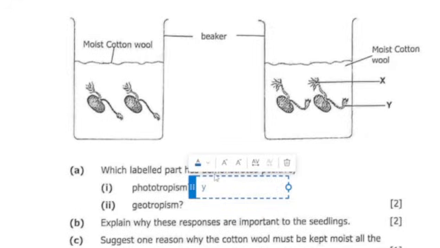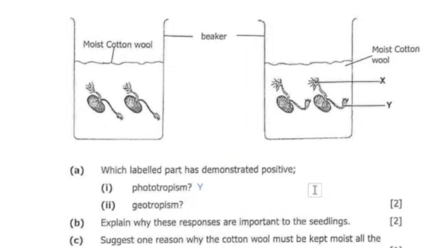So we're going to say Y. Y is the part that has responded positively towards light. Photo means light, and tropism is the response. So the response of positive phototropism is exhibited by Y.